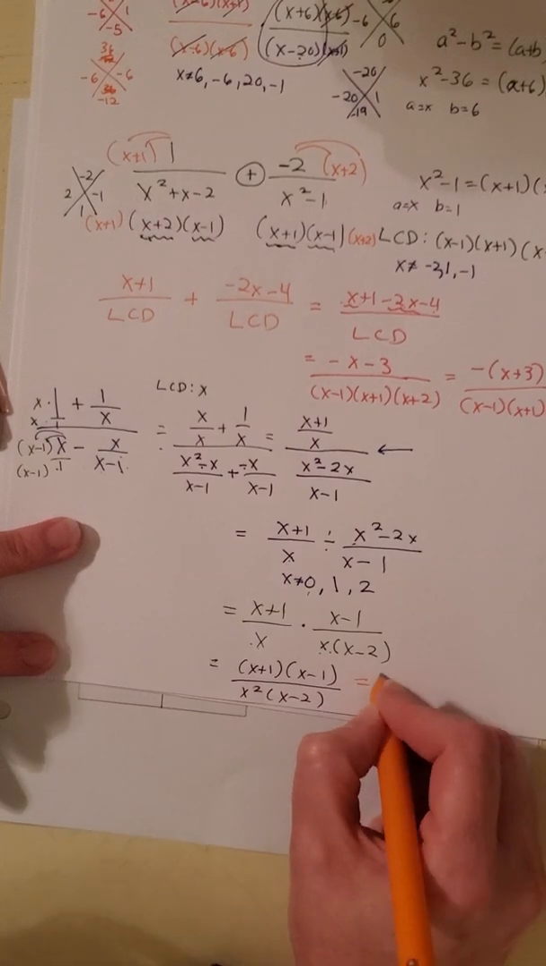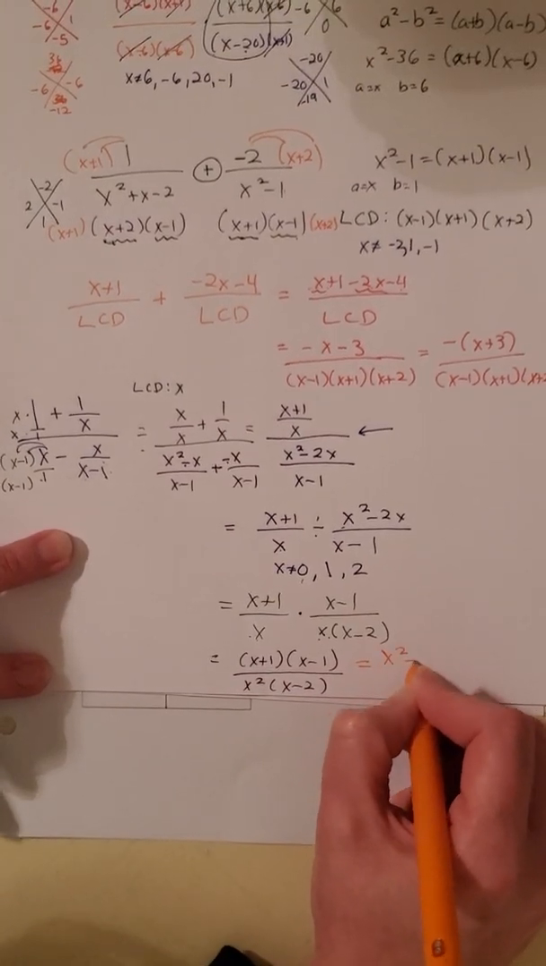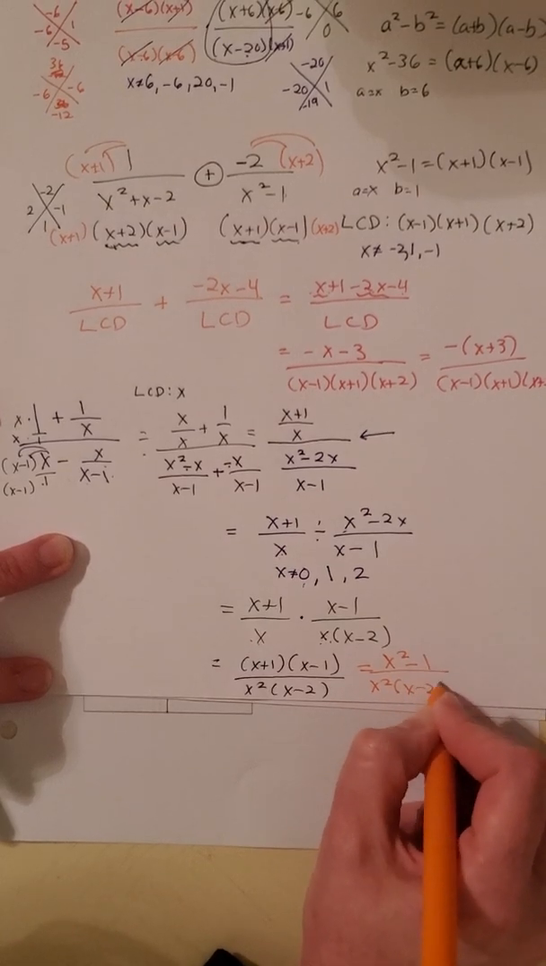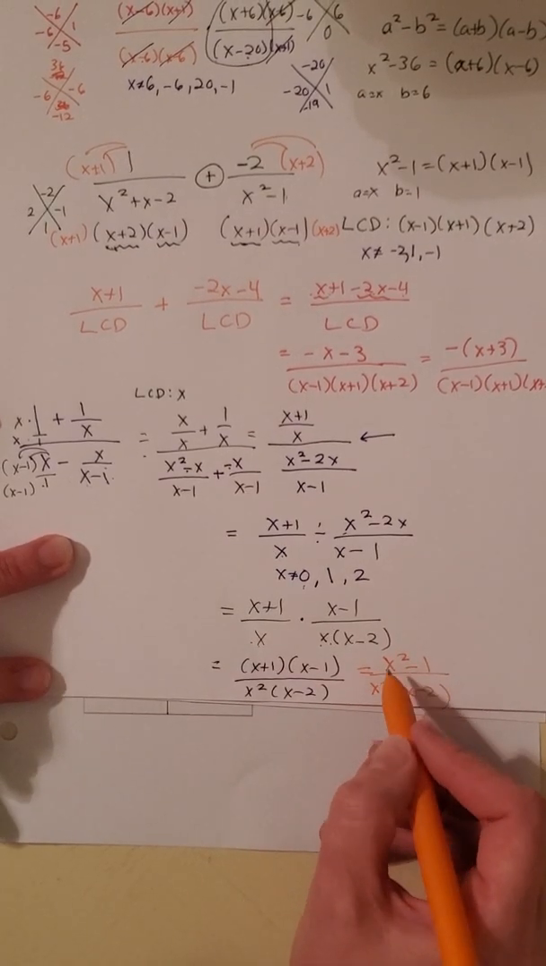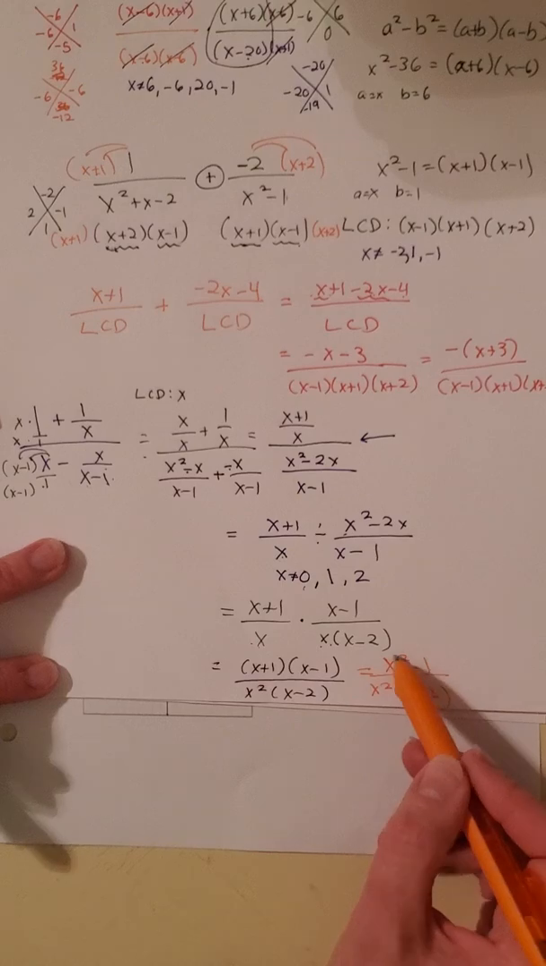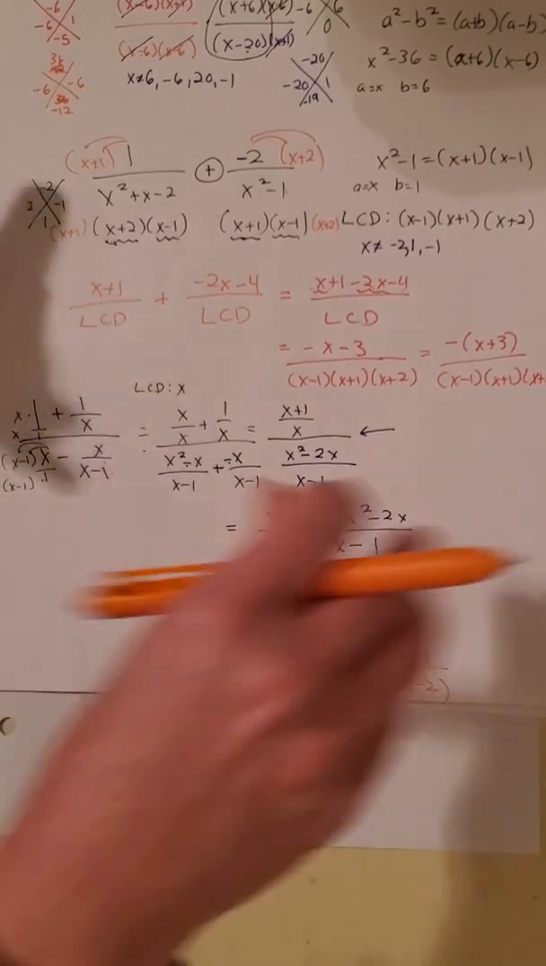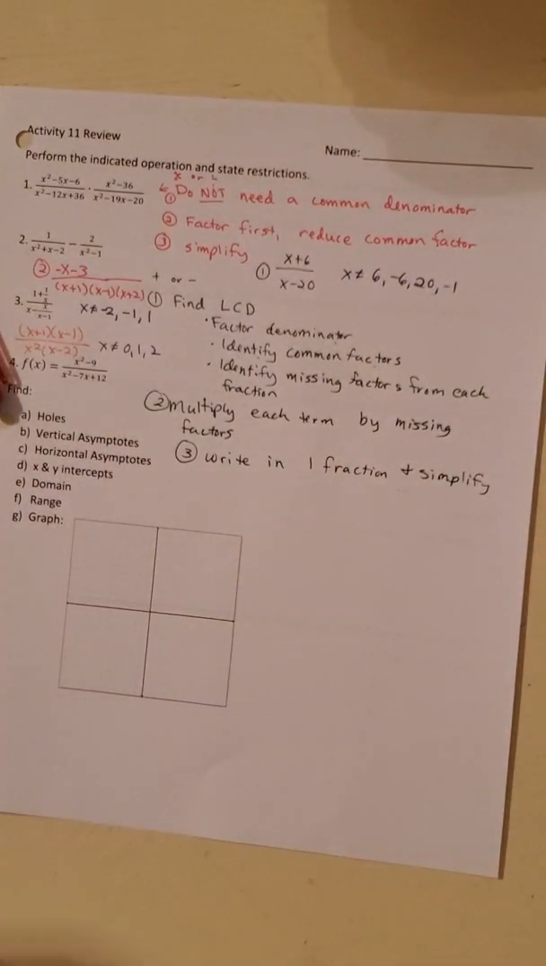They could also write this as x squared minus 1 over x squared and then x minus 2. You cannot cancel those x squareds out. This is separated with addition or subtraction, so it's not a factor. All right, let's move on to number 4.